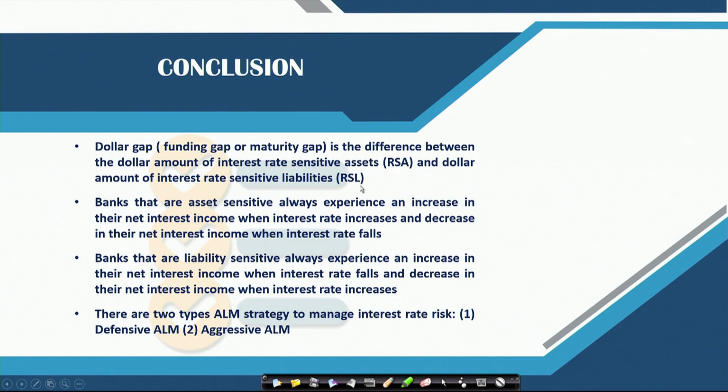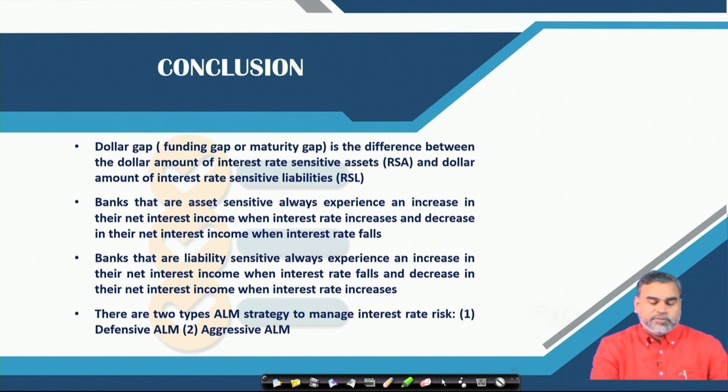And coming to the conclusion, we have already discussed the dollar gap, which is nothing but the difference between rate sensitive assets and rate sensitive liabilities. Banks which are asset sensitive always experience an increase in the net interest income when the interest rate increases, and a decrease in the net interest income when the interest rate falls. For banks which are liability sensitive, the opposite situation can be observed. And there are two types of strategy we always adopt to manage this interest rate risk through the ALM process. One is defensive ALM, and the other is aggressive ALM. Aggressive asset liability management and defensive asset liability management.